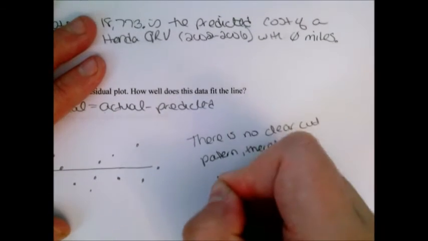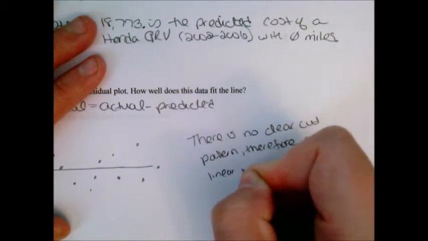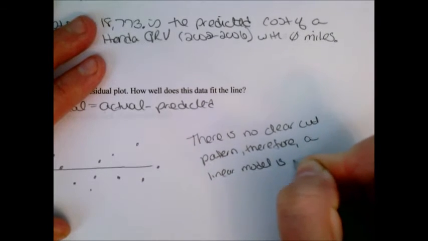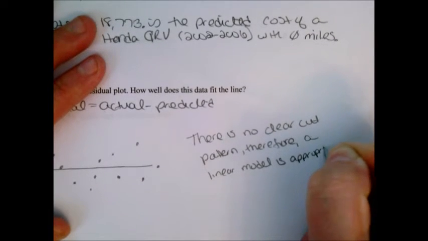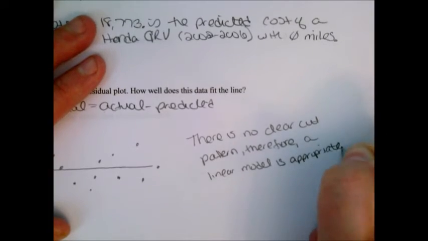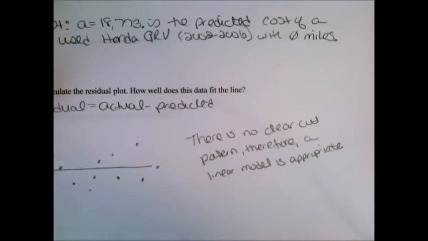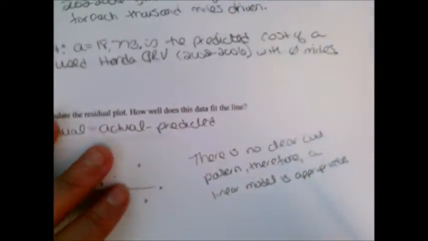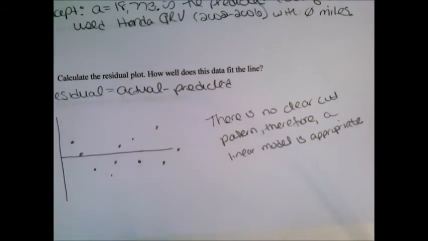A linear model is appropriate. Later on, we're going to see when you're not going to use one, but not for a while. Okay, so that's all I want for this one. So this is a good model. It's appropriate. There's no clear-cut pattern. We're moving on. All right, next question.